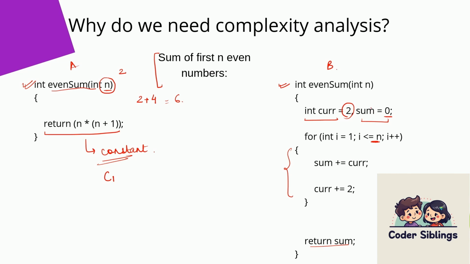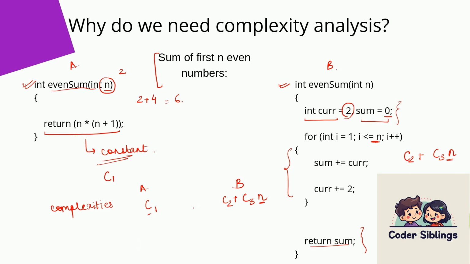So let us write here, this is again constant, this is also constant. So we will write another constant, plus it will have a C3n because the for loop executes n times. Now let us compare the complexities of A and B. This is a constant complexity, but this depends upon n.